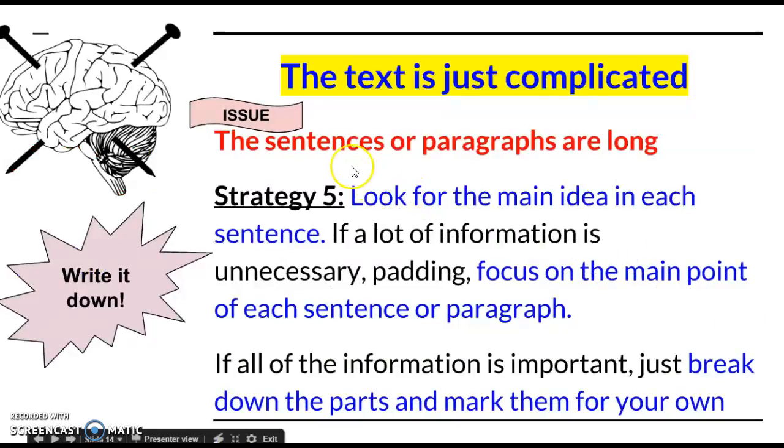Another issue that you often find when reading complicated text is the sentences or paragraphs are long. Strategy number 5, look for the main idea in each sentence. If a lot of information is unnecessary padding, focus on the main point of each sentence or paragraph. If all of the information is important, just break down the parts and mark them for your own.